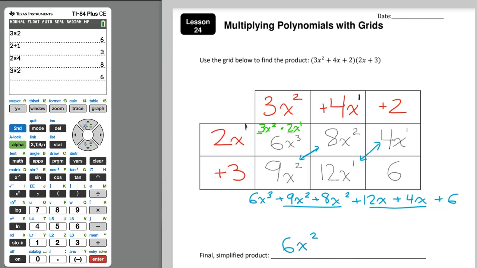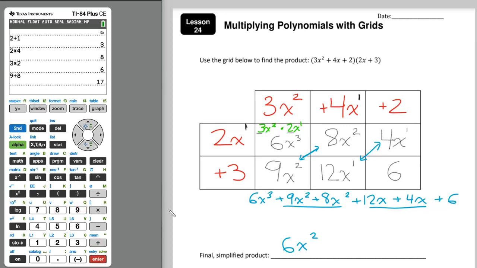So let's see what 9 plus 8 is. I'm adding those, 17. So together I will have 17x, x squared, sorry. Ooh, this should be a 3. Almost made a silly mistake. And then I'm going to combine these two like terms, 12 and 4, and I'm going to get 16. So that will be 16x, and then this last constant at the end, plus 6.